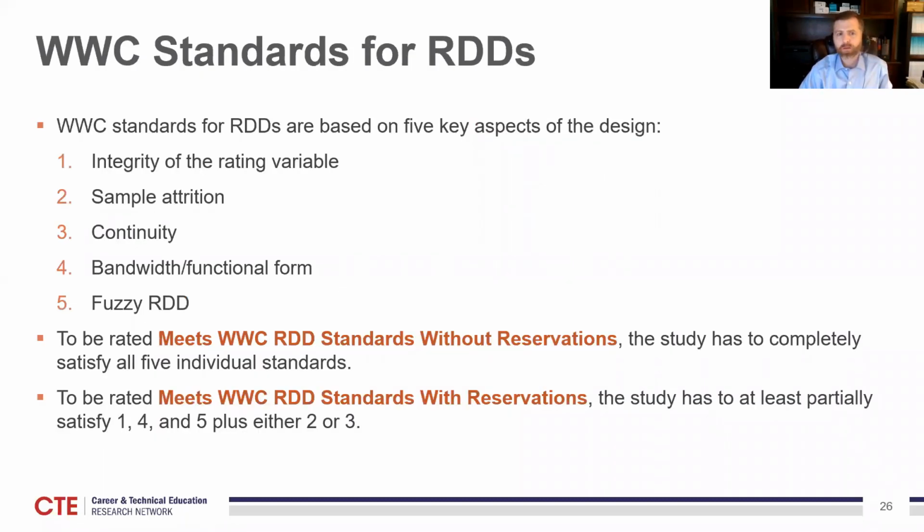Okay, so essentially that's the end of what we're going to talk about as far as the theory and maybe some of the mechanics behind regression discontinuity. We did want to note that there are What Works Clearinghouse standards that apply to regression discontinuity designs. Essentially, those standards deal with the things we talked about that you need to confirm for the validity of your design: the integrity of the rating variable, that you don't have attrition problems, that the continuity assumptions are met, that the bandwidth and functional form are appropriate, and then there are standards related to fuzzy RDDs specifically.